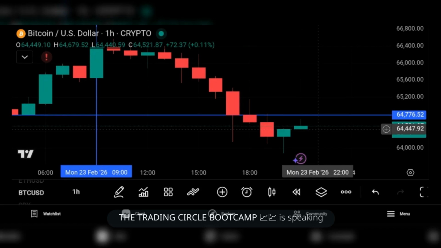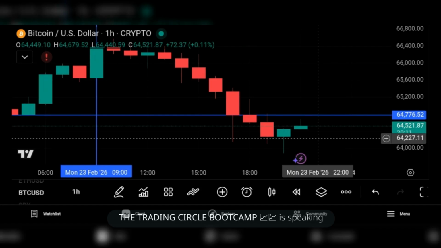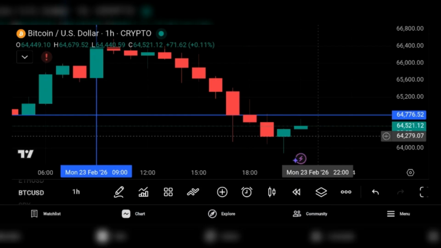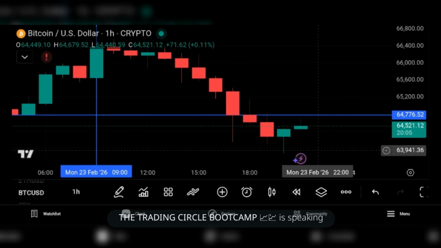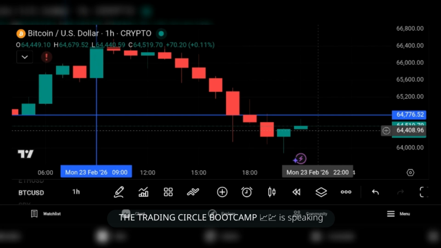So this is the close, this is the open, and this whole straight line is the wick. This is the body of the candle. From the open to the close is the body of the candle. Do you understand?